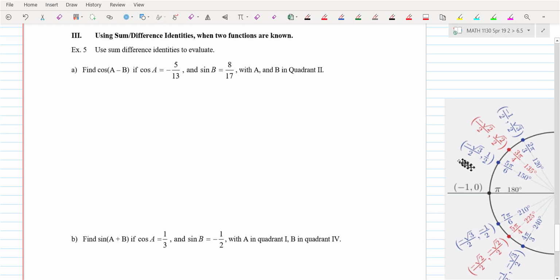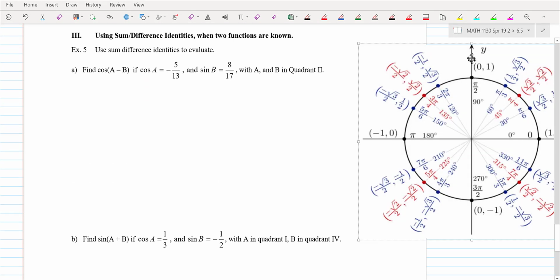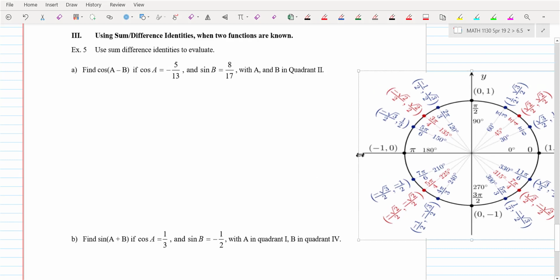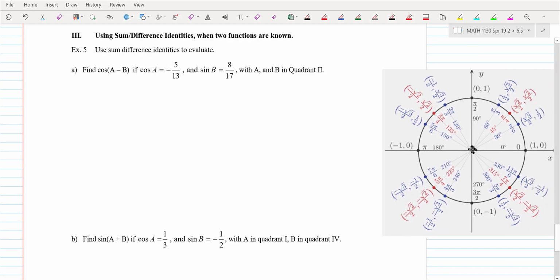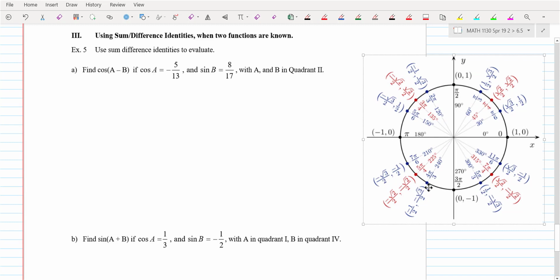All right, let's go ahead and finish up this last page here, and then we'll take a break. It's a pretty short section to look at. We're just familiarizing ourselves with these identities. This is an exercise that puts several skills together. So I'm going to do one of each of these kinds of problems.